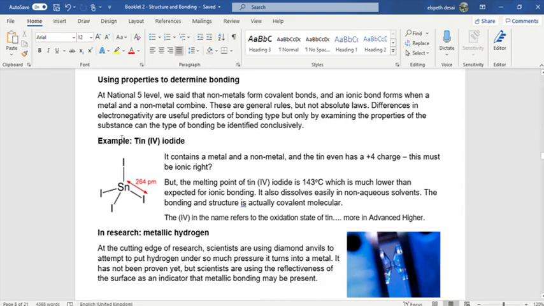The other thing I would recommend is that you memorise one example from this section about a compound that has a different type of structure and bonding than you might predict based on whether the different elements are metals and non-metals.